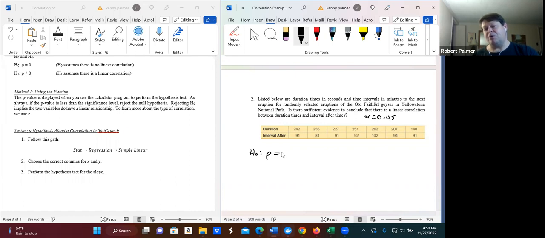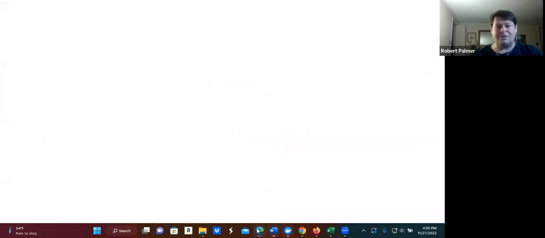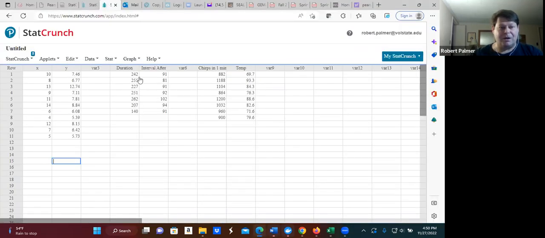So what we're doing then is considering rho, which is the correlation coefficient of these general populations. The null hypothesis is that there's no relationship, and the alternate is that rho is not equal to 0, that there is some relationship. And once again, let's go to StatCrunch. I already have this data in.